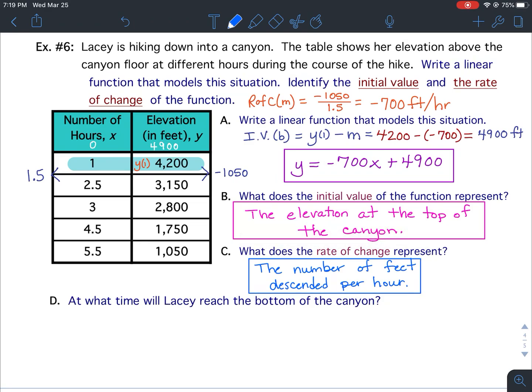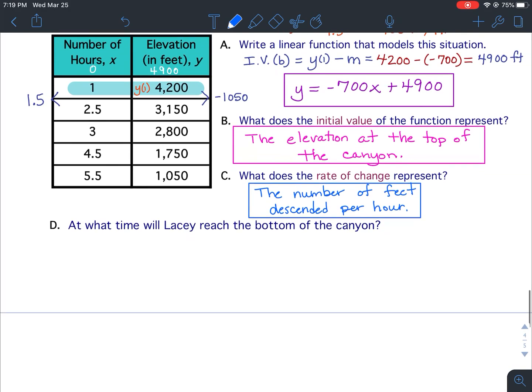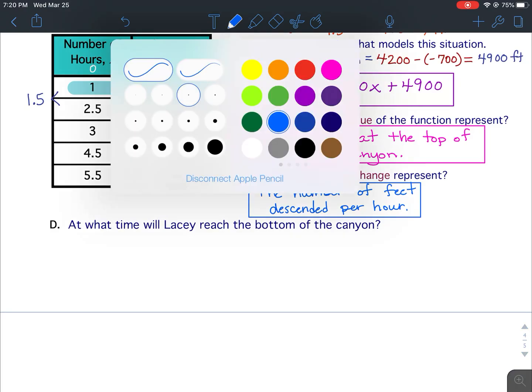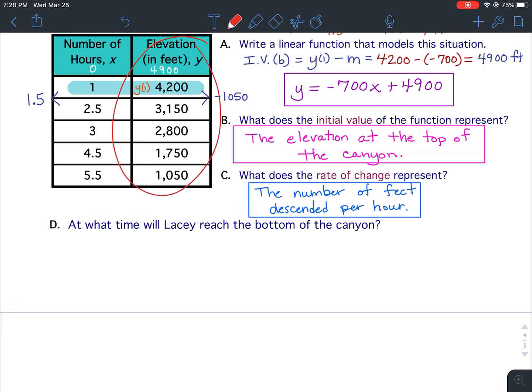Okay, last part. At what time will Lacey reach the bottom of the canyon? Well, this is what you got to know. If Lacey is at the bottom of the canyon, what do you know? You know that her elevation will be 0. If Lacey is at the bottom of the canyon, she's at the base of the canyon, at the floor of the canyon, that means her elevation will be 0. And so your elevation is your y coordinate. So if her elevation is 0, we know that y equals 0.